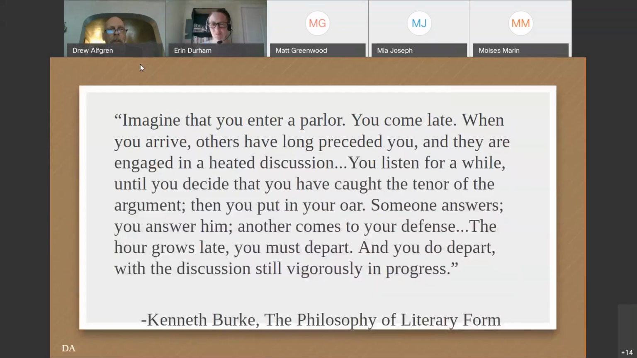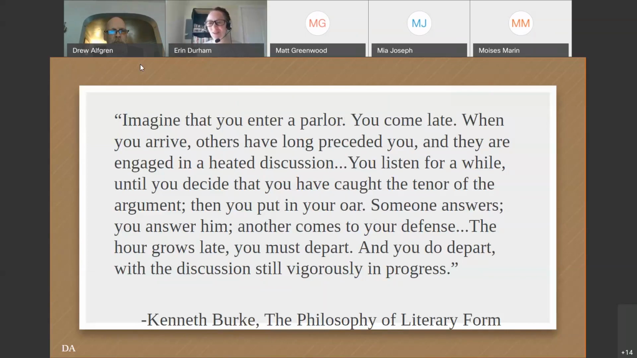There's a lot of text on this page, but this is an analogy. This comes from Kenneth Burke. The idea is that you're entering a party, a parlor, and you come late. You realize that people are engaged in a heated discussion, and so you listen in. After you've listened, you have a sense of where you want to step in, so you start contributing, and someone answers, and someone comes to your defense, and you have a debate, and you realize that your time is up and you must leave, and so you depart.